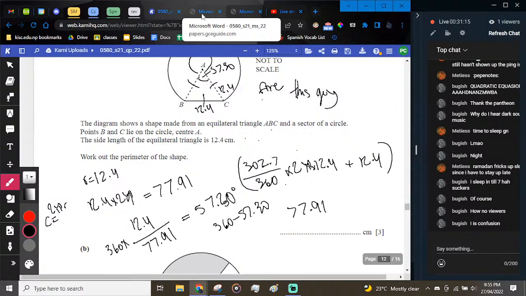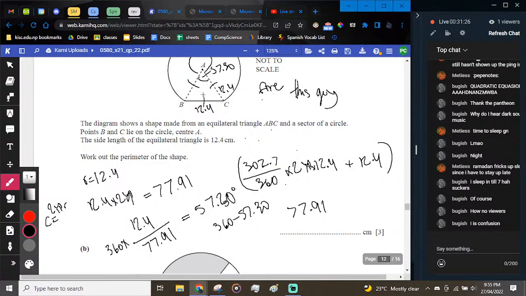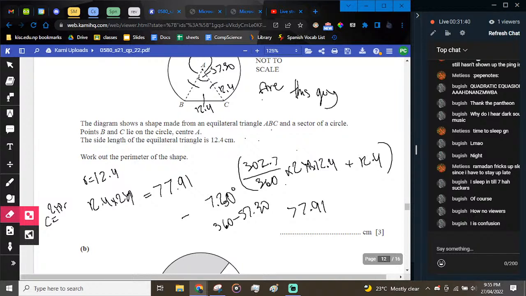I keep getting the wrong answers, so I'm just gonna look at them. Where did 60 come from? Oh. Where did this come from? Go home. We don't need to know the angle. We know the angle already.